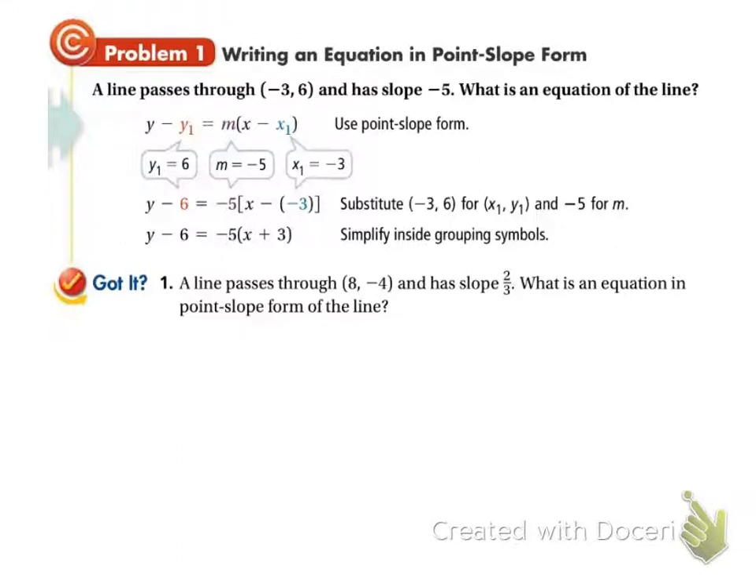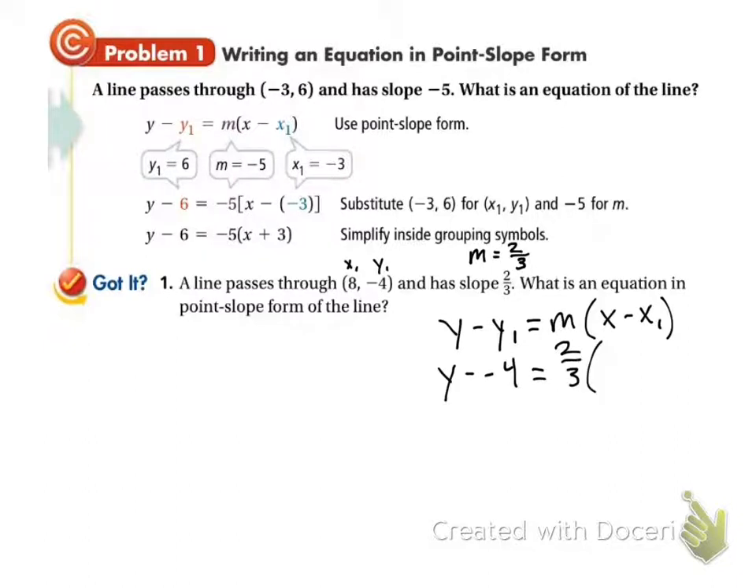So, let me write our equation again. It's y minus y1 equals m times x minus x1. So a line passes through (8, -4) and has a slope of 2/3. So slope, remember, is our m, so m is 2/3. And then I'll label this point x1, y1. And then I just need to plug them in. y minus my y1 is -4, so minus -4 equals, my m is 2/3, times x minus my x1 is 8.